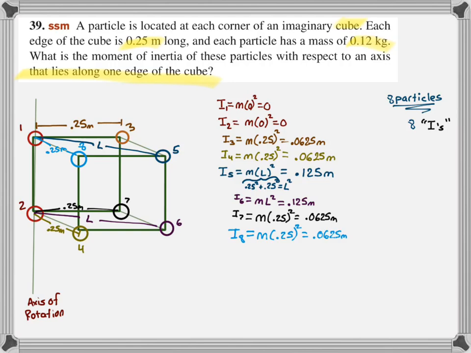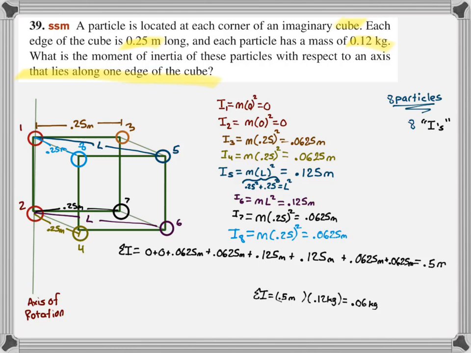To find the total inertia, we have to add up all the inertia of these particles together, and we get 0.5 times the mass. Now I've been using m just so we don't write down so many numbers, but we know what the mass is. So the total inertia is 0.5 times 0.12 kilograms, which means the total inertia is 0.06 kilogram meters squared, and that is our answer for this problem.